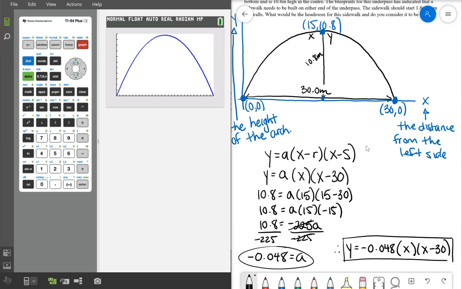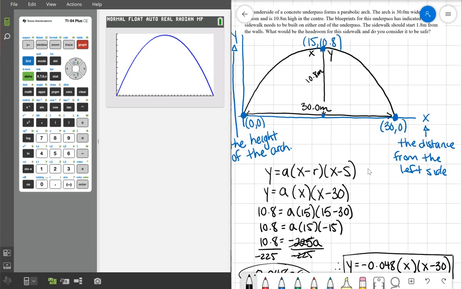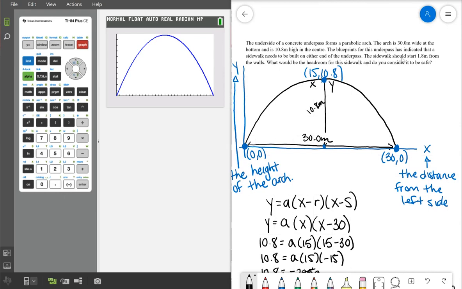Now we can use this equation to solve for what we really want. What the question asked us is that there should be a sidewalk that should start at 1.8 meters from the walls. So if I was to add this into my picture, if I went 1.8 meters away from each wall, we would start building a sidewalk here, and we would be doing the same thing on the other side. 1.8, and then I have a sidewalk. What they want to know is what would the headroom be on this sidewalk? So if someone was going to try to walk underneath here, how much headspace do they have? And is this space high enough?